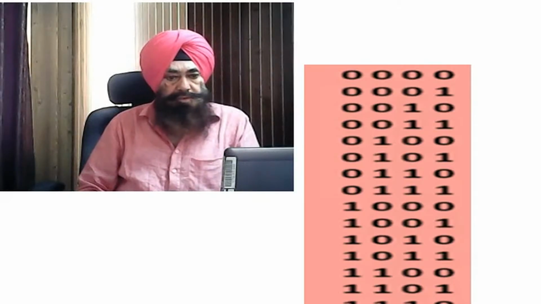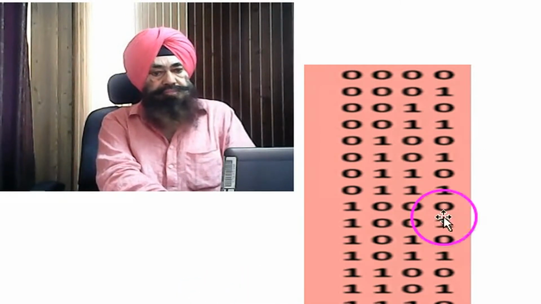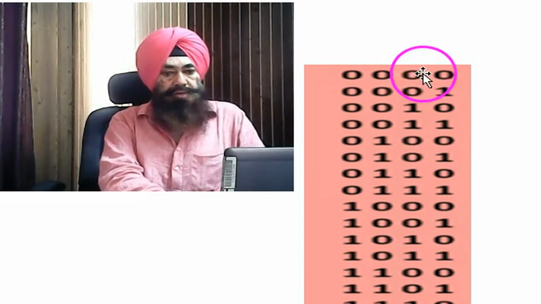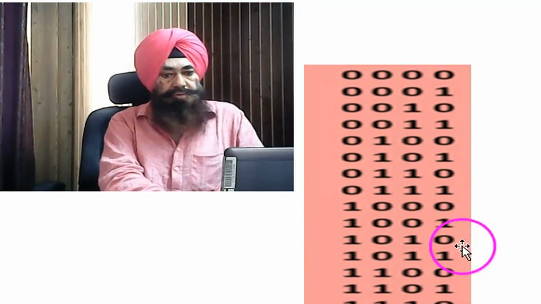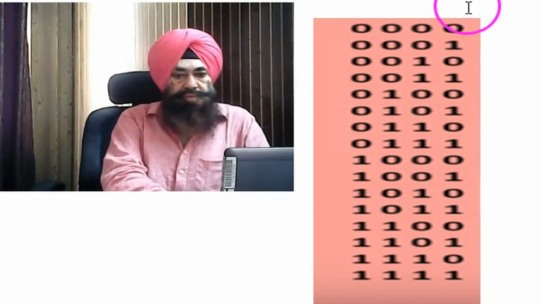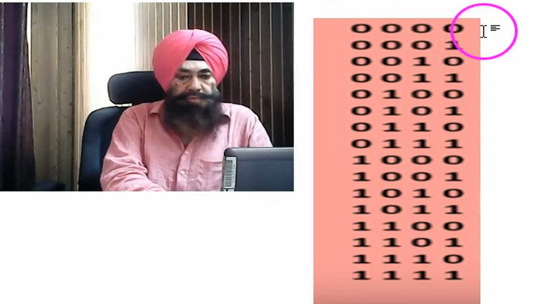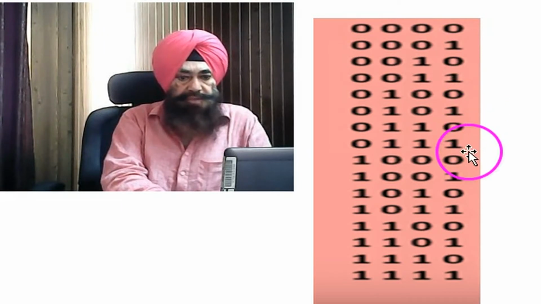We are discussing the counters. Now here you are looking like there are four columns, counting from 0, 1, 2, 3, 4, 5, 6, 7 and so on up to 15.